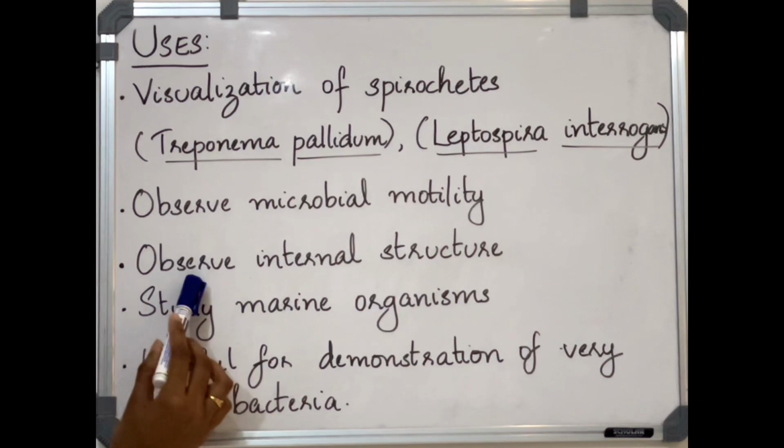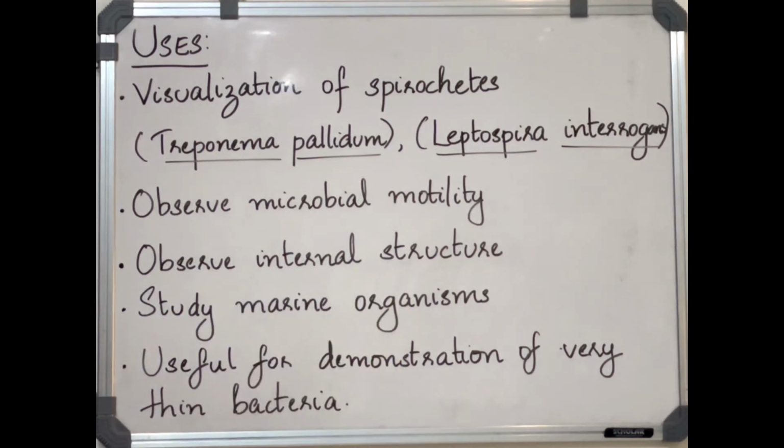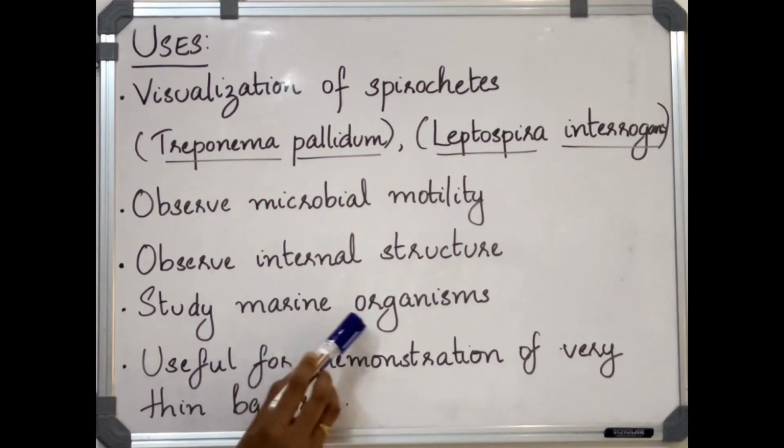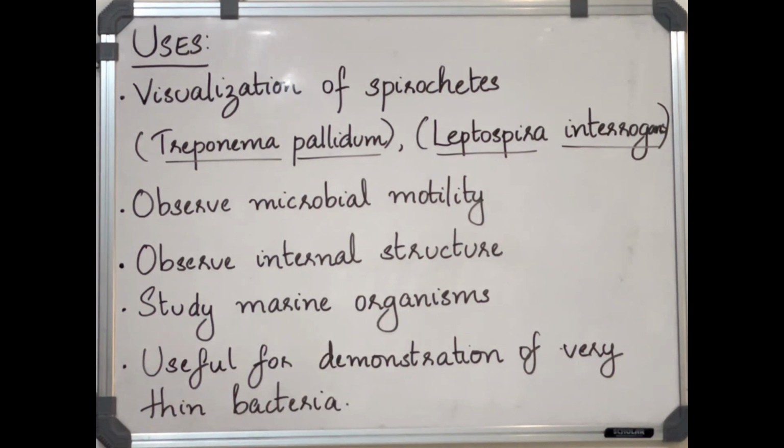It is also used to observe the internal structure of larger eukaryotic microorganisms like algae, yeast and so on. This microscope is also used to study marine organisms such as plankton, diatoms and algae. It is also useful for the demonstration of very thin bacteria that are not visible by ordinary illumination. We can demonstrate very thin bacteria using these microscopes. So these are the main uses of a dark field microscope.